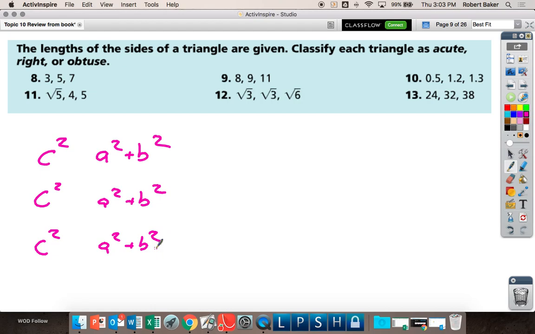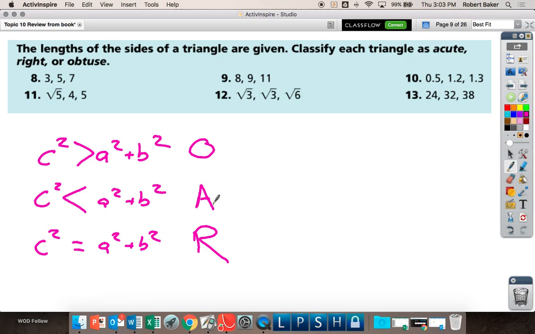Three different scenarios. C squared is bigger, C squared smaller, or C squared is equal. Alright, this is the easy one. Right triangle. See, this middle one's a cube. If C is bigger than these two, obtuse. If C is smaller than these two, acute.